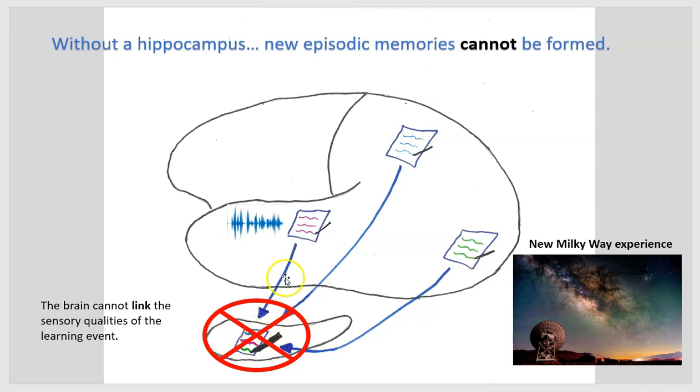Whenever we have an experience, the different areas of the brain are processing that experience, right? The encoding process. But I can't make a memory of that event if my hippocampus is not working or it's gone, for example, right? The hippocampus is crucial in linking together those different cortical patterns of activity that represent the experience.